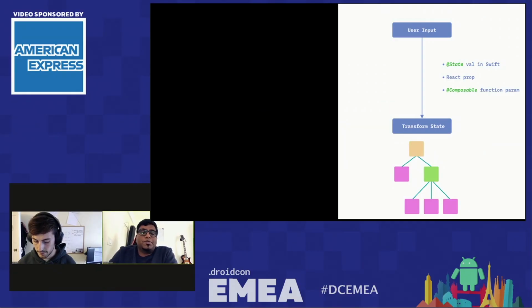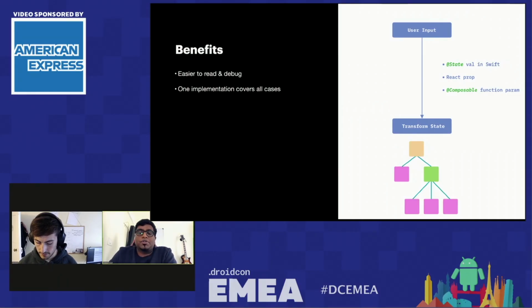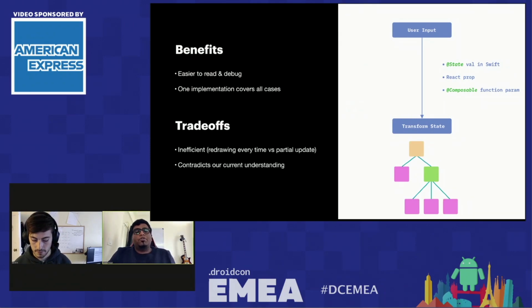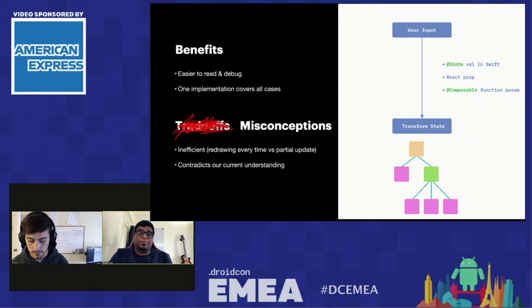And there are a few benefits to this approach. One, it's easier to read and debug, because now when debugging these functions, you will always start fresh instead of assuming a previous state. Also, one implementation will cover all your cases, which makes this more concise and easy to understand. But when it comes to trade-offs, in this case, it seems inefficient, and rightfully so, because you're recreating the entire UI instead of partially updating it. And that contradicts our current understanding of performance. But if you look deeper, these are misconceptions rather than trade-offs.